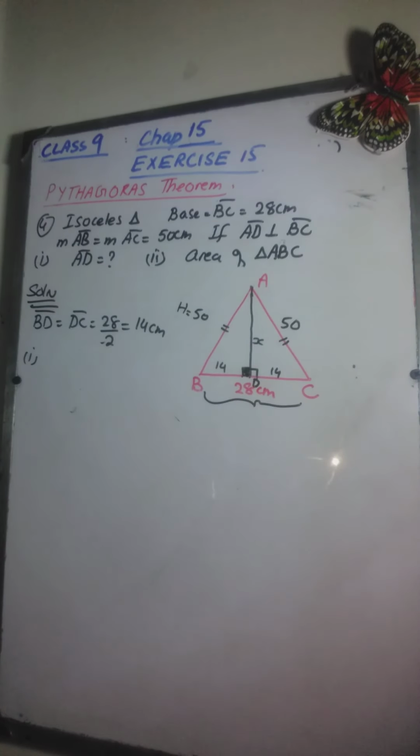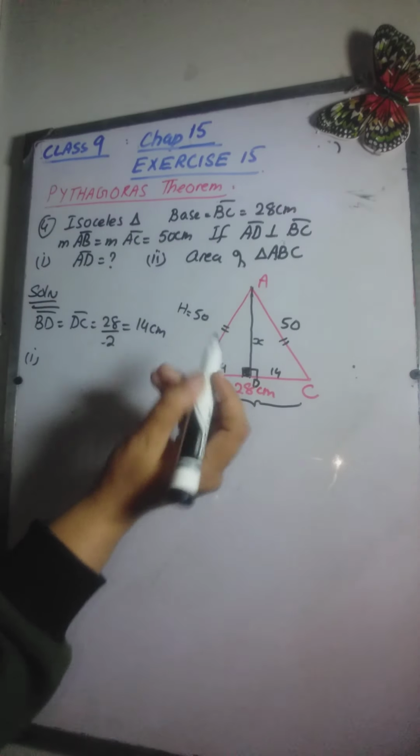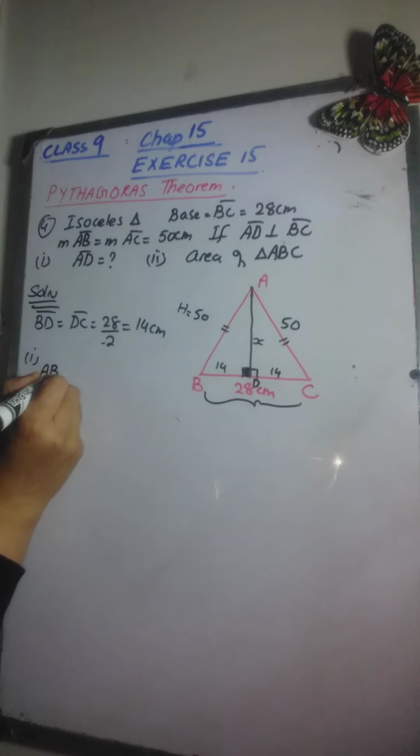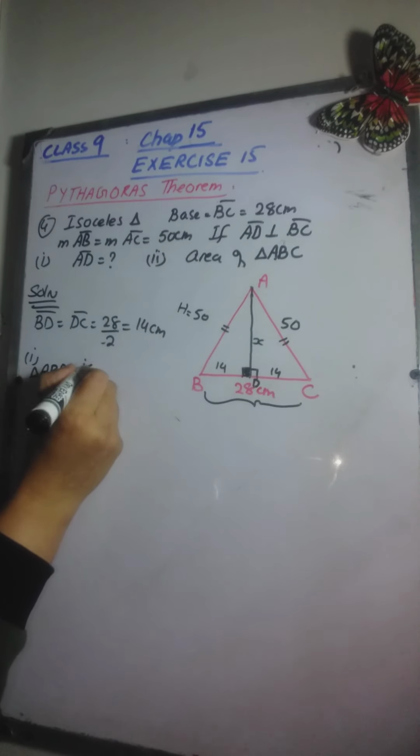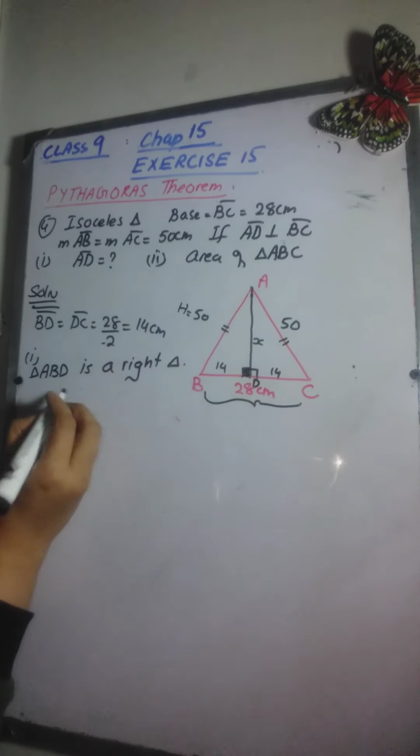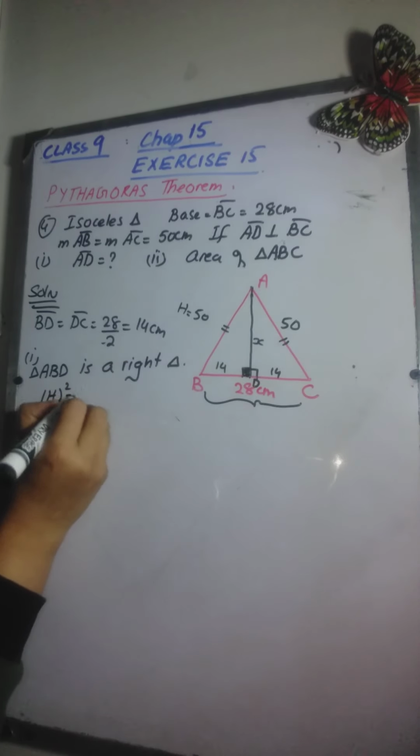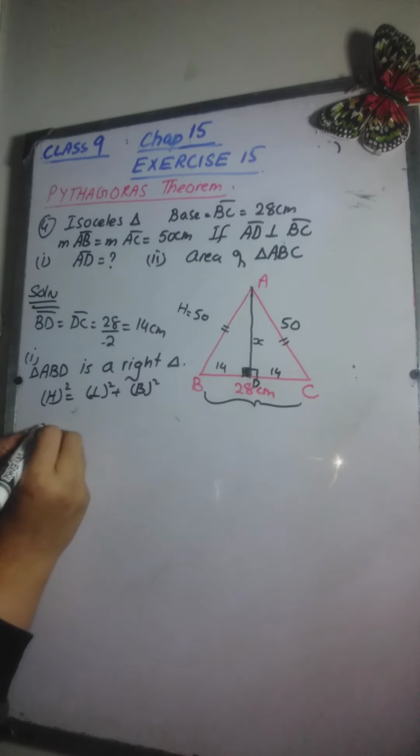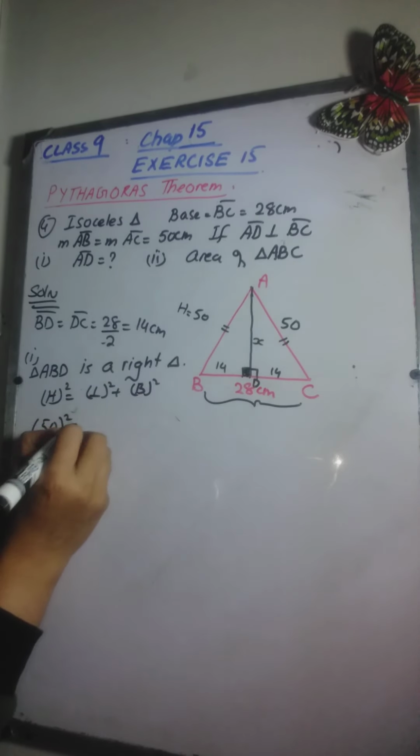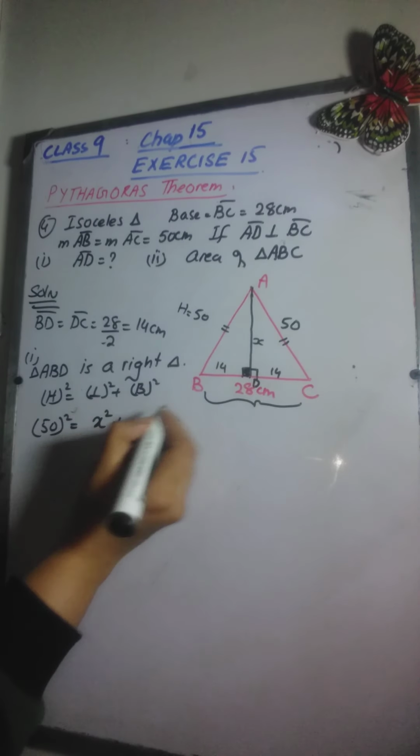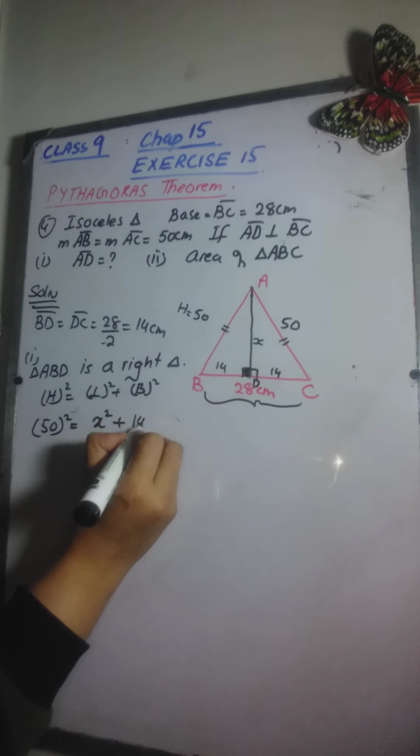Now applying the Pythagoras theorem to this right triangle, because it can be applied to all right triangles, as this is ABD. Triangle ABD is a right triangle. So it means that hypotenuse square should be equal to perpendicular square plus base square. Hypotenuse is equal to 50. Whole square should be equal to perpendicular, which is x, the unknown side that we want to find, and base will be 14 square.